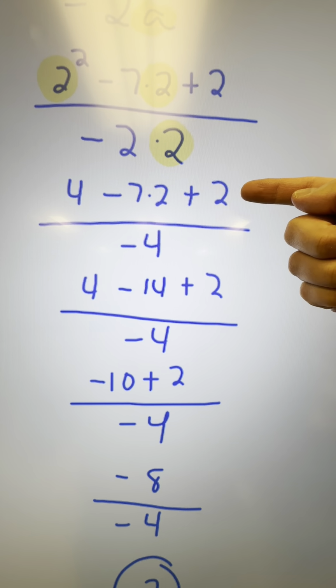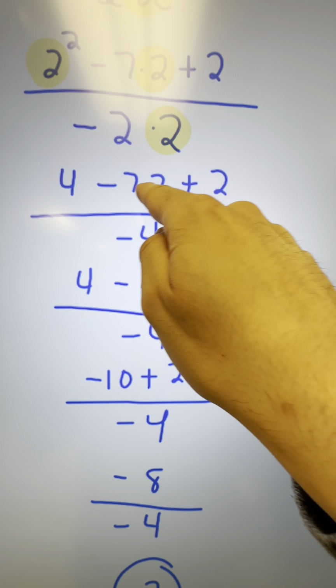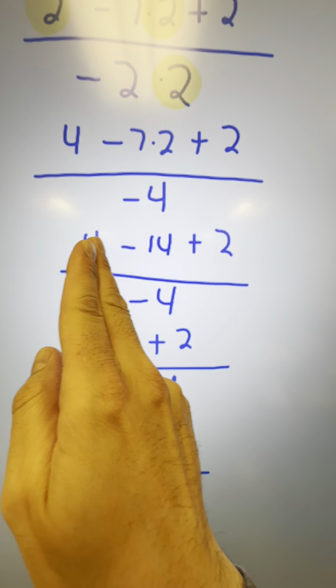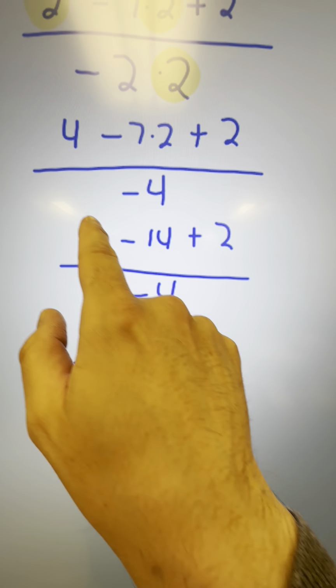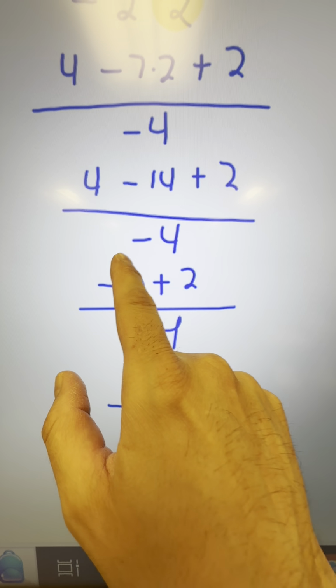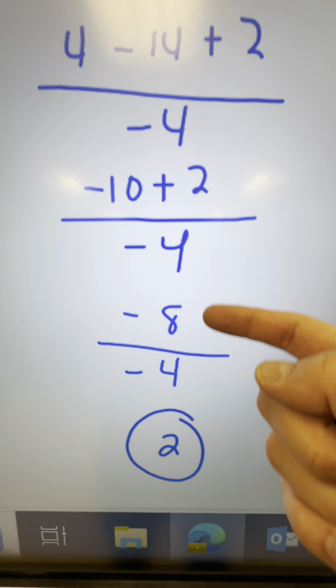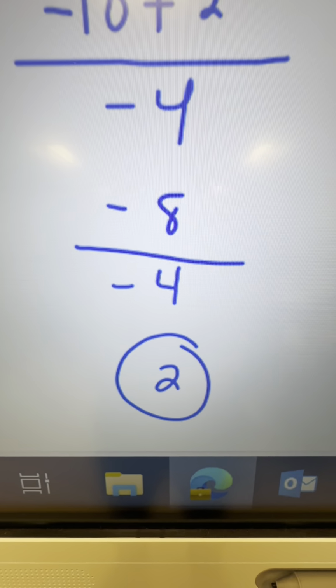And then in this step, you can see here, I simplified the middle because I have to multiply first according to order of operations. So that's 14. And then we're going to simplify from left to right for the top. So 4 minus 14, -10. And -10 plus 2, I get -8. And then the last step is just divide up the answer, and you get +2 in this case.